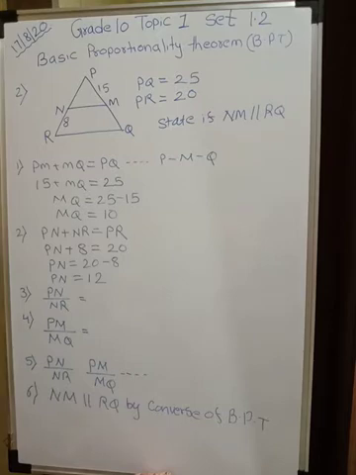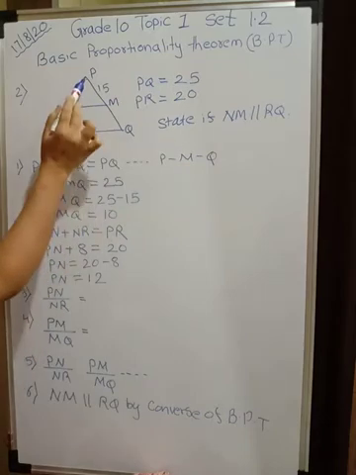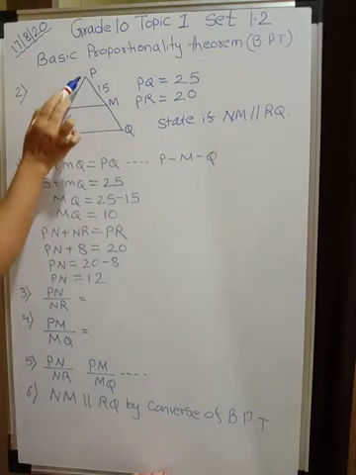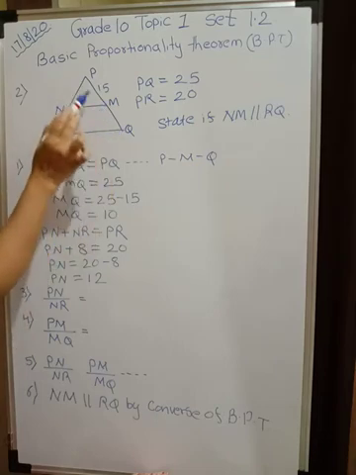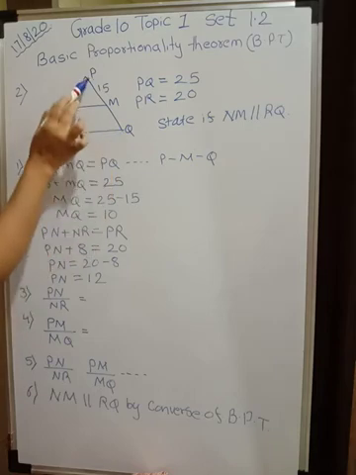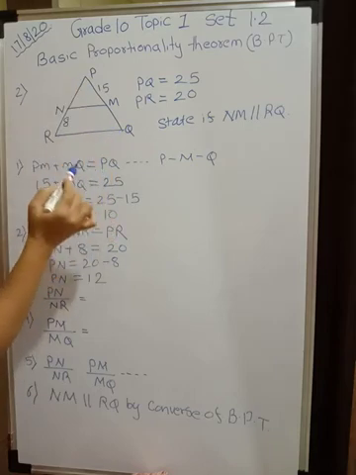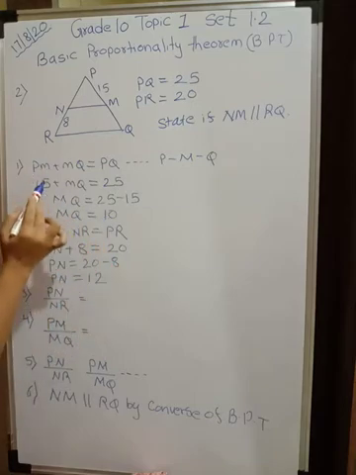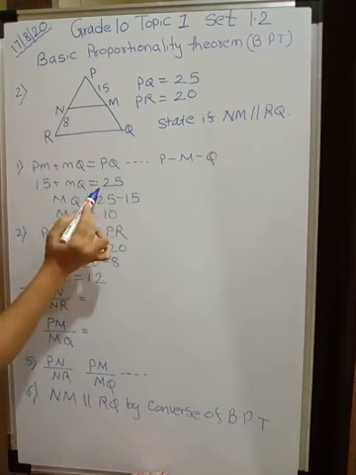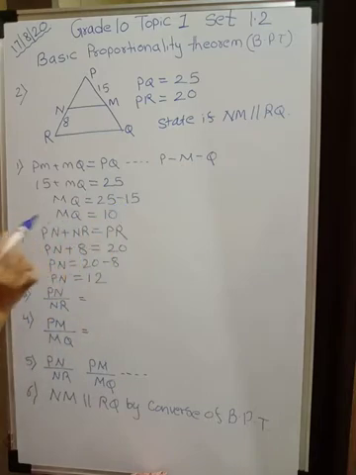Now this is your second question. Mind well, students, only the 2nd, 4th and 10th questions will be there this year. Others have been reduced from your syllabus. Now see here, complete PQ is given as 25 and PM is given as 15. You know that P, M and Q, all these 3 points are collinear, and therefore PM plus MQ will give you PQ. That is what I have written over here. Substituting the values, you get MQ is equal to 10. We have PM 15, PQ is 25, so 25 minus 15 will give you MQ, which is 10.